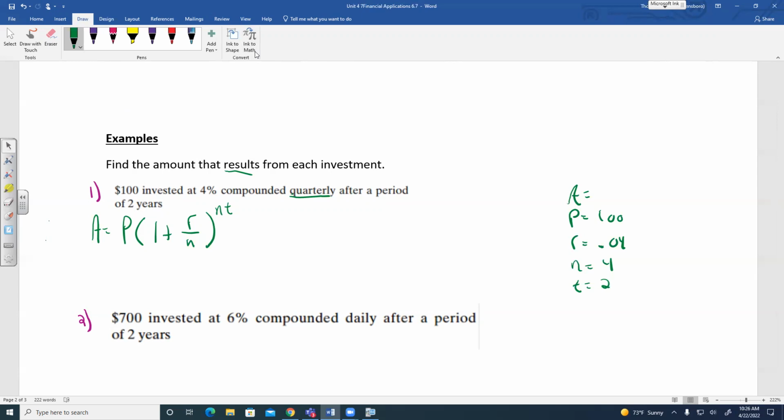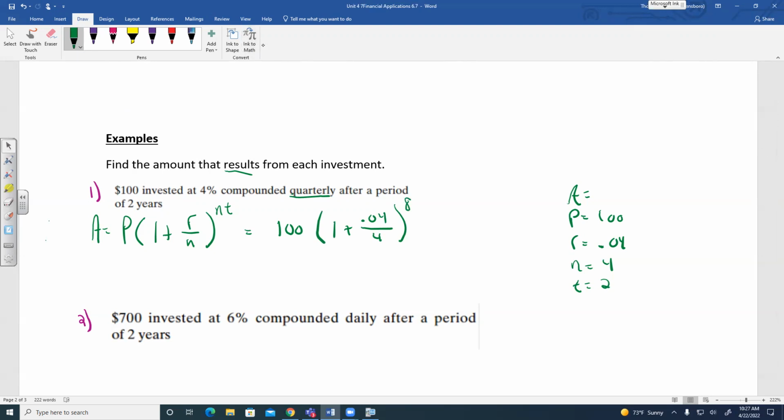So to find our final amount, we just replace these values into the formula. 100 goes in for P times 1 plus 0.04 divided by 4, raised to the nt. So it's 4 times 2, and 4 times 2, we could write as 8. That's not too hard to do, so we'll clean that up to be an 8.